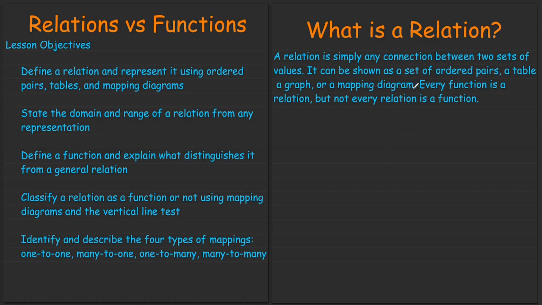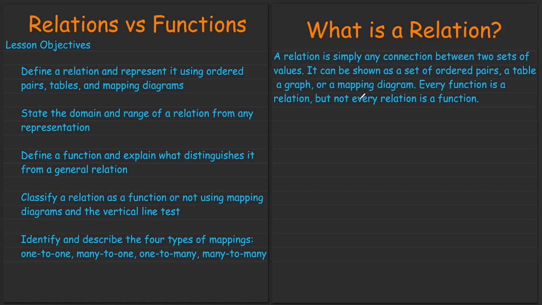Now it can be shown as a set of ordered pairs. That is one way of showing a relation. You can also use a table to show a relation. You can also use a graph to show a relation. And finally, you can use a mapping diagram to show a relation.